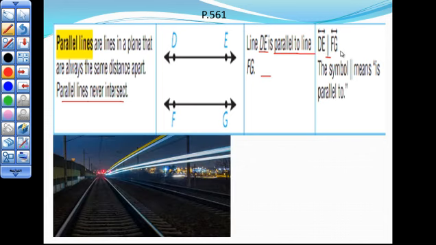Can you see this? Can you remember it? Yes, I can remember it. Now, I'm going to go to the next page.